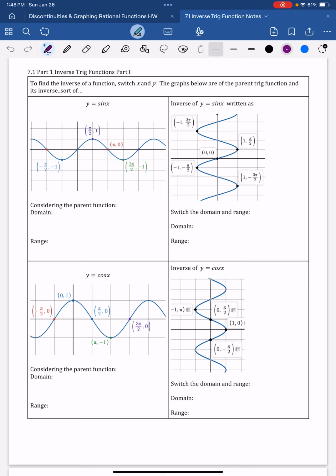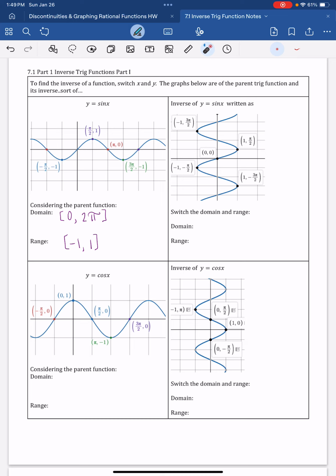We're going to start with how do you find the inverse of a function? Hopefully you remember that to find the inverse of a function, we switch x and y. What I have here on the left is our parent sine curve. For the parent sine curve, the domain is 0 to 2 pi, and the range is from -1 to 1. And then what I have for you on the right is I switched all the x and y values.